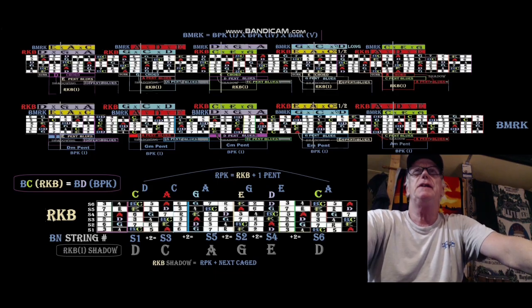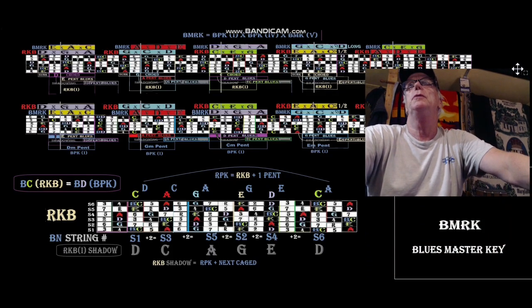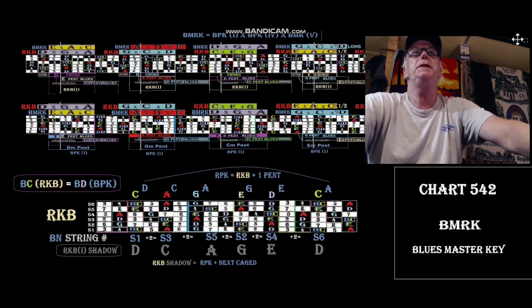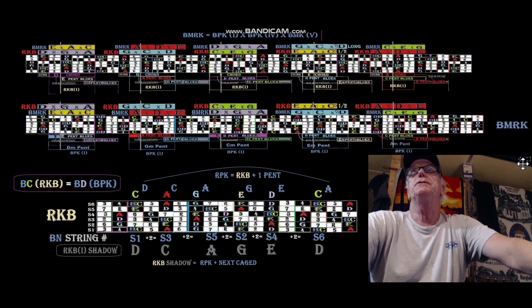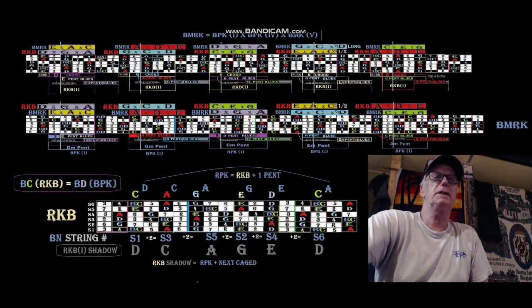We're going to run another lesson because we had a little problem with last time's lesson trying to explain the A minor pentatonic. So we'll be running part B of the lesson on chart 541 here. It's going to be 541. We're not going to worry about 540 now. We've got what we need from 540. Chart 542, Blues Master Key. I mean, it's just a title, but we're going to learn some techniques today if you can pick up on it.